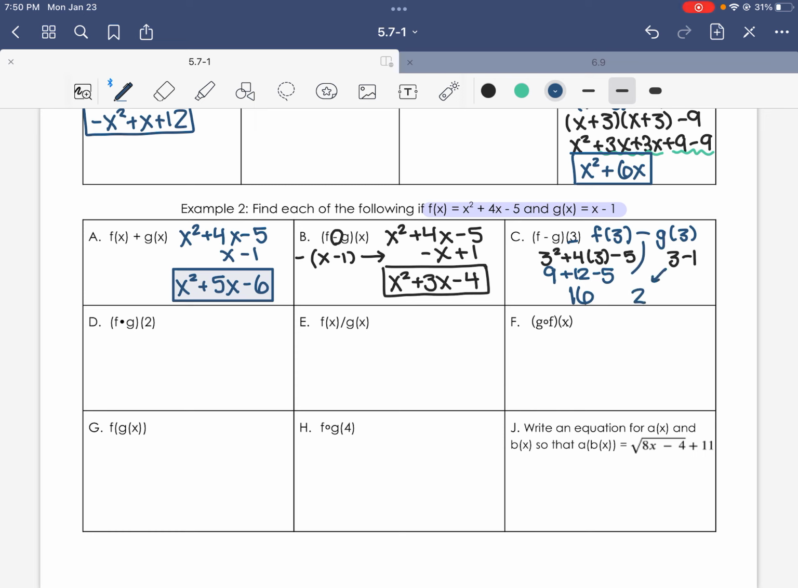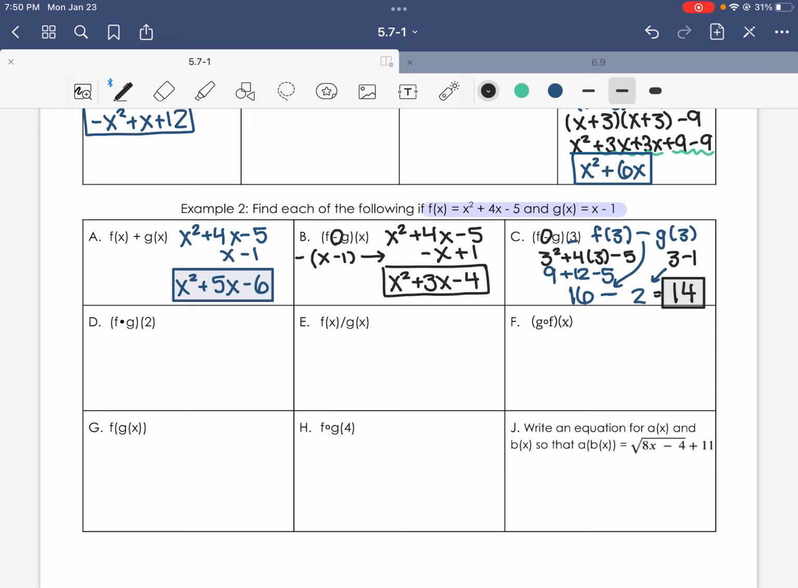Then you just have to make sure that you do the right operation in between. And this one was telling us to subtract them. So 16 minus 2 is 14. And again, I'm subtracting because that's what it told me to do right here. So you find your two answers and then just subtract, or add or multiply if that's what it tells you to do.